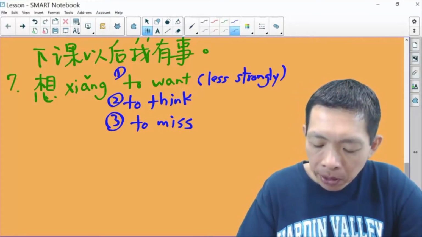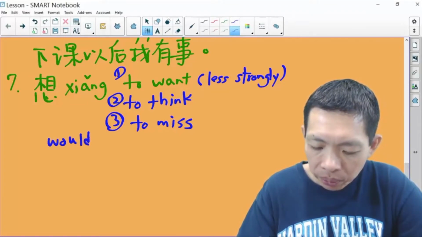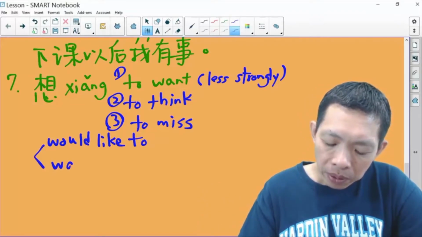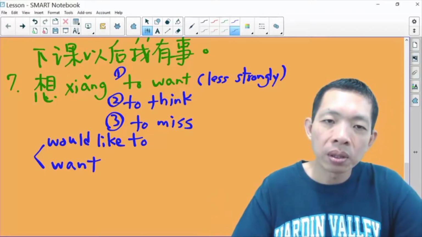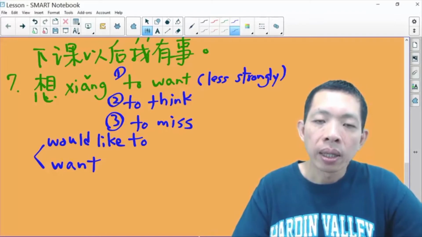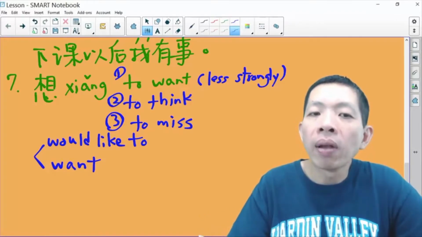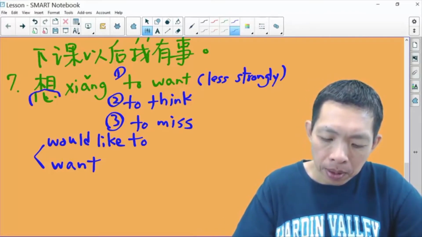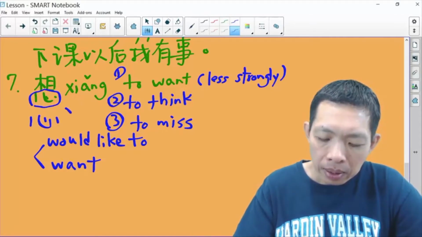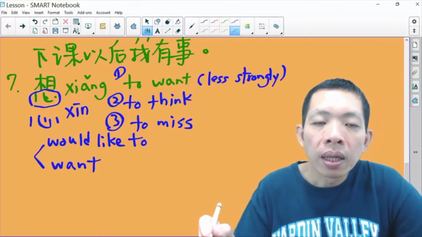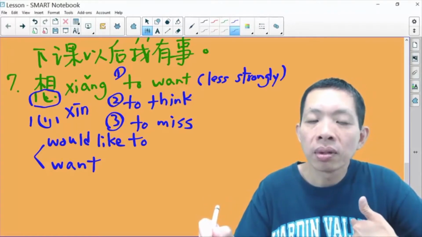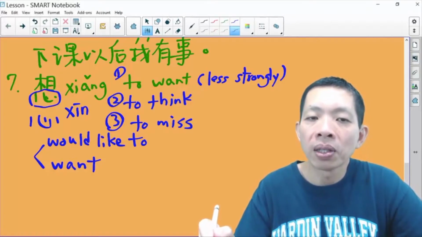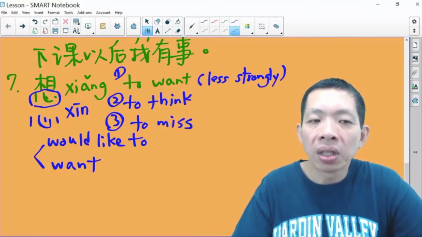You can actually use it as would like to. The difference between want and would like to is that it's less strong. If you say I would like to drink this, it's more polite. This is how you use 想. Now, this part is 心. 心, that's your heart. 心, 你的心. Okay, 我的心, my heart. 我的心很想你. My heart misses you so much. Okay, so 我的心很想你. So 想.